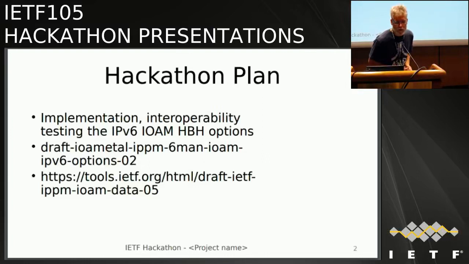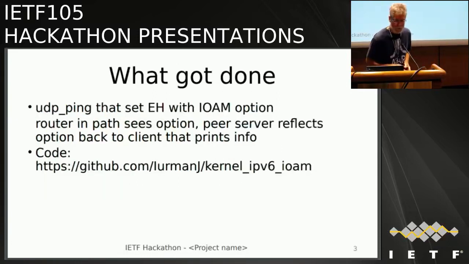So the goal we had today and yesterday was to implement something and show some interoperability. There are a couple of drafts on IOAM. One is on the specific option, one is on the data format. What we did was bring up a UDP ping, just a little program that sets the extension header and the IOAM option. And we had a client, server, and one router, and we were able to follow the path and have the information filled in.